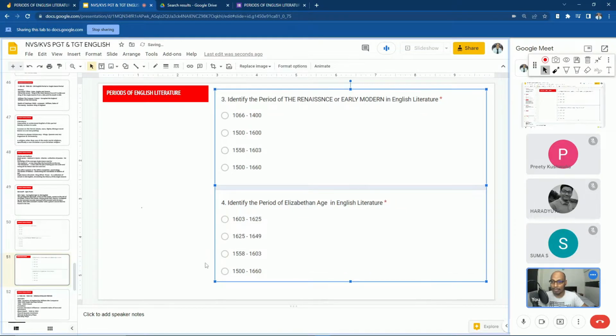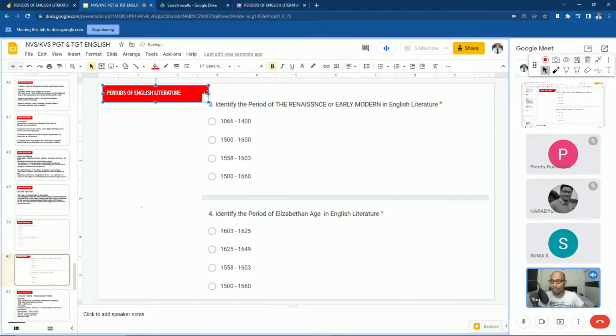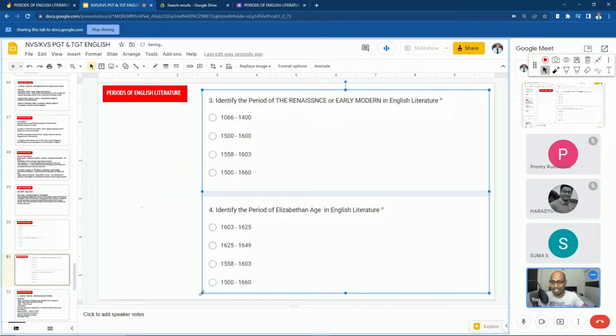Suma ma'am, are you in the class? Yes, sir. Right, you can also go through English literature. If you want to become an English PGT, you can try for English PGT also.